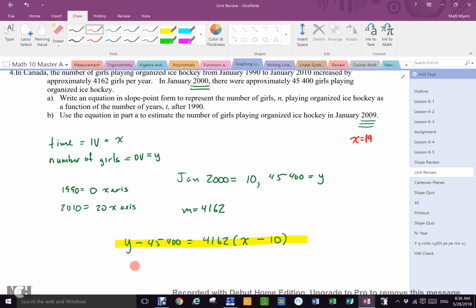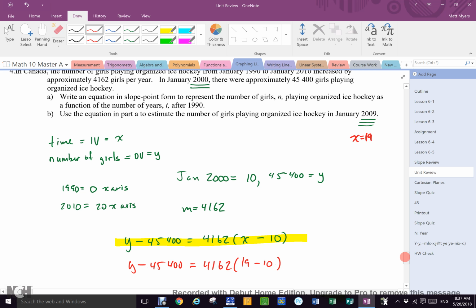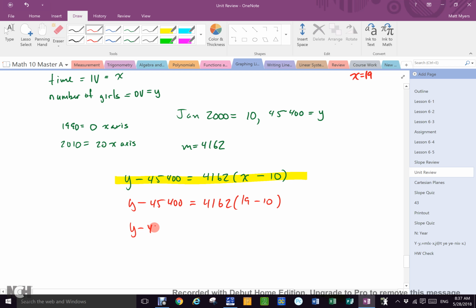y minus 45,400 equals 4,162 times what is 19 minus 10? 9. So y minus 45,400 equals 4,162 times 9, which I cannot do in my head. I wish I could, but I can't. I can, but it would take too long, longer than it will take one of you to punch it into the calculator.